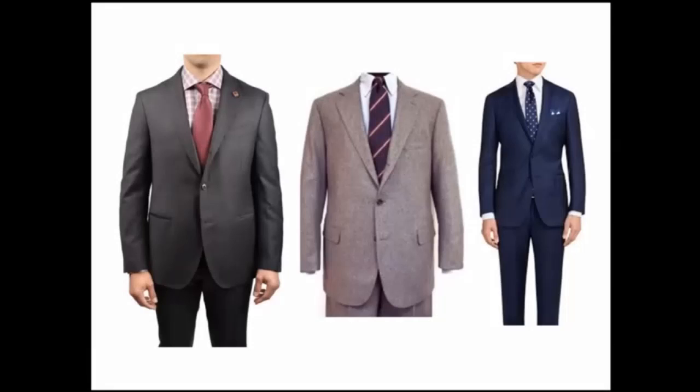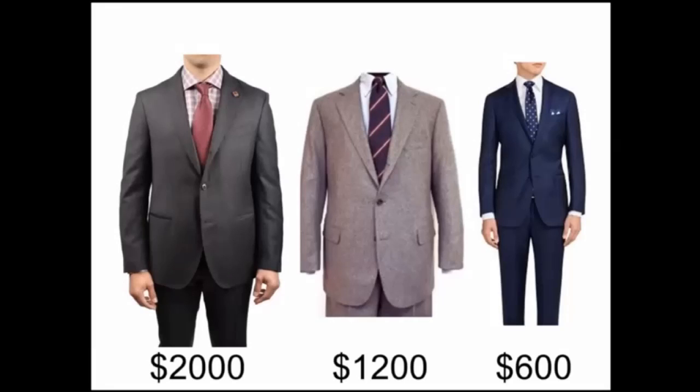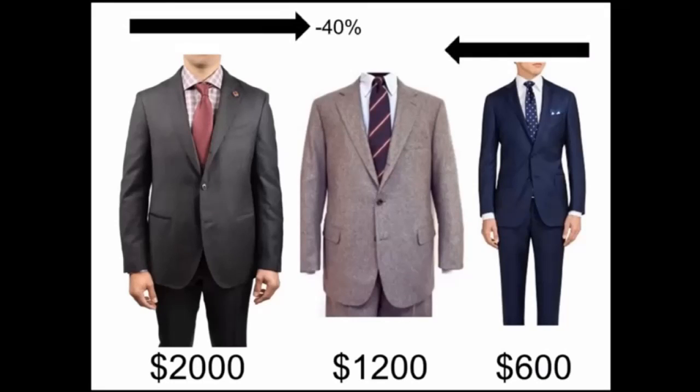But here's the thing. If they start me in a $2,000 suit and I end up in a $1,200 suit, it's 40% off. They start me in a $600 suit and try to get me to a $1,200 suit, it's a 100% increase. The ride down, 40%, is easier than the ride up. You're not going to talk me up 100%. Let me talk you down 40%, and you've still sold me a $1,200 suit. The ride down is easier than the ride up.